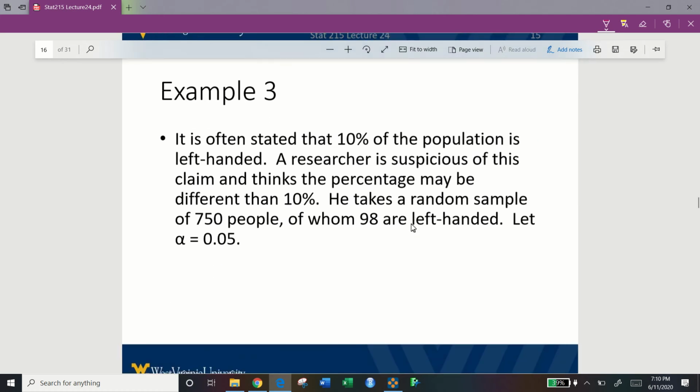Let's go ahead and look at a third example. It is often stated that 10% of the population is left-handed. A researcher is suspicious of this claim and thinks the percentage may be different than 10%. He takes a random sample of 750 people, of whom 98 are left-handed. We will let alpha equal 0.05.